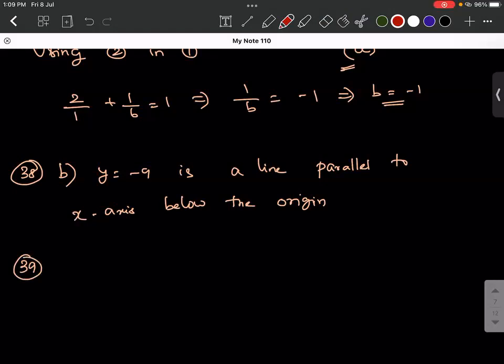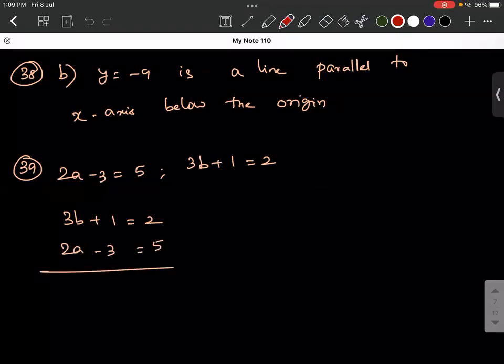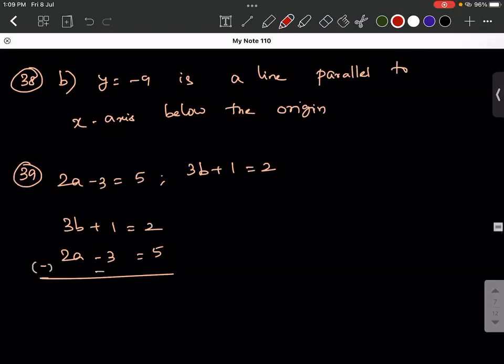39. 2a minus 3 is 5 and 3b plus 1 is 2, then 3b minus 2a is. So it's simple. Observe 3b plus 1 is 2, 2a minus 3 is 5. They're asking 3b minus 2a. So subtract both. When you subtract both, the sign of the below equation will change.